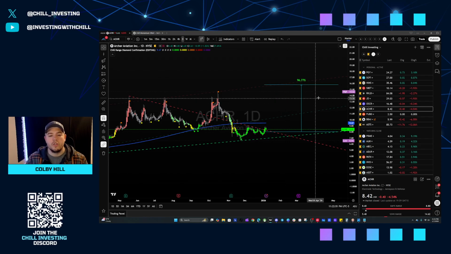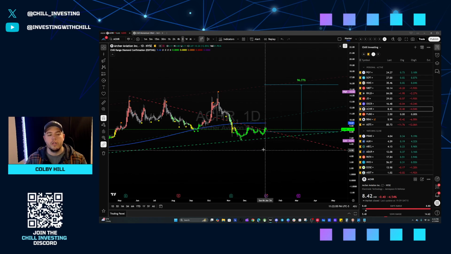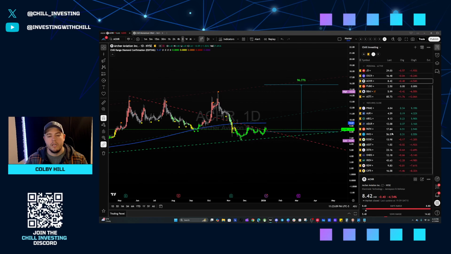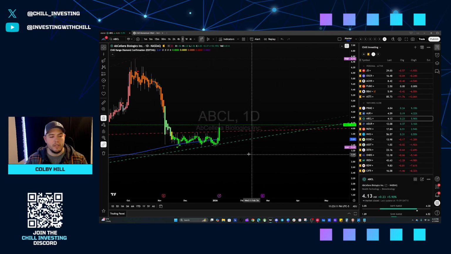It makes clicking onto a chart so easy to be able to see where we are. We are in a buy zone, we are in a wedge, we are breaking out. Seems to me, an opportunity is presenting itself. How long did that just take us to click on Archer and see where it was? Okay. ABCL, same thing. Look at this.